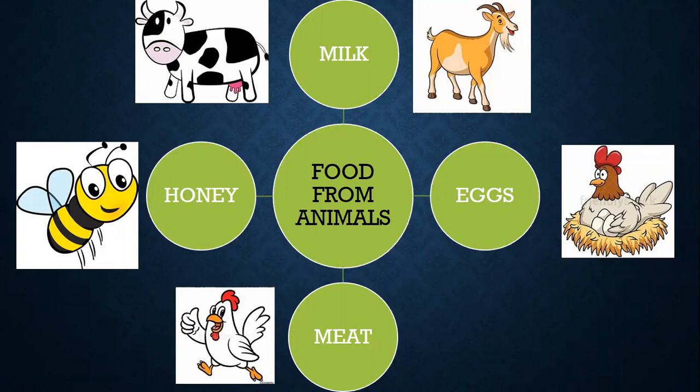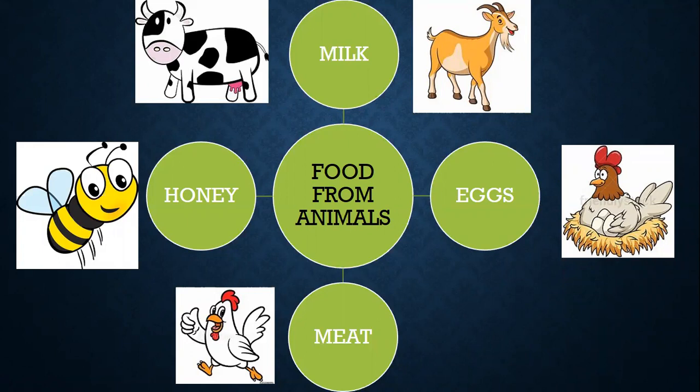Next come to eggs. We get eggs from hens, turkeys, and ducks. And eggs are a rich source of proteins and vitamins. The next is meat. We get meat from hens, ducks, goats, and fish. It is also a rich source of protein.